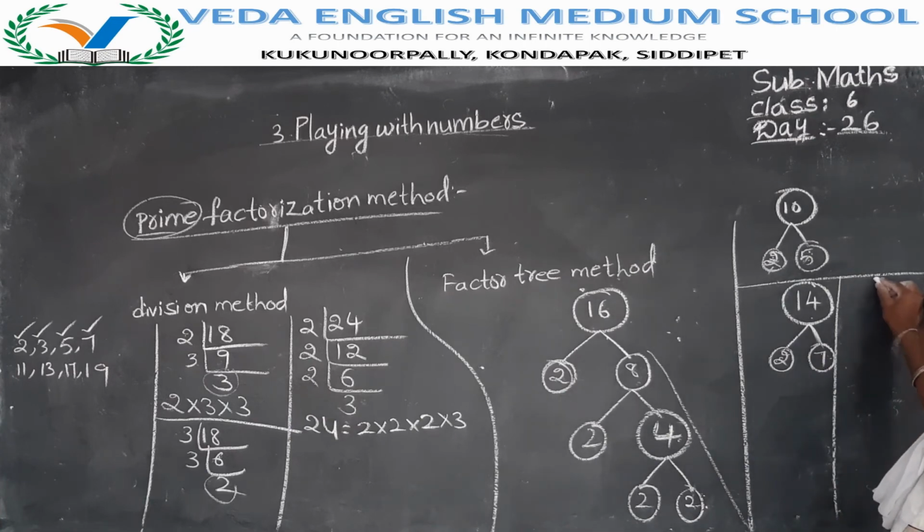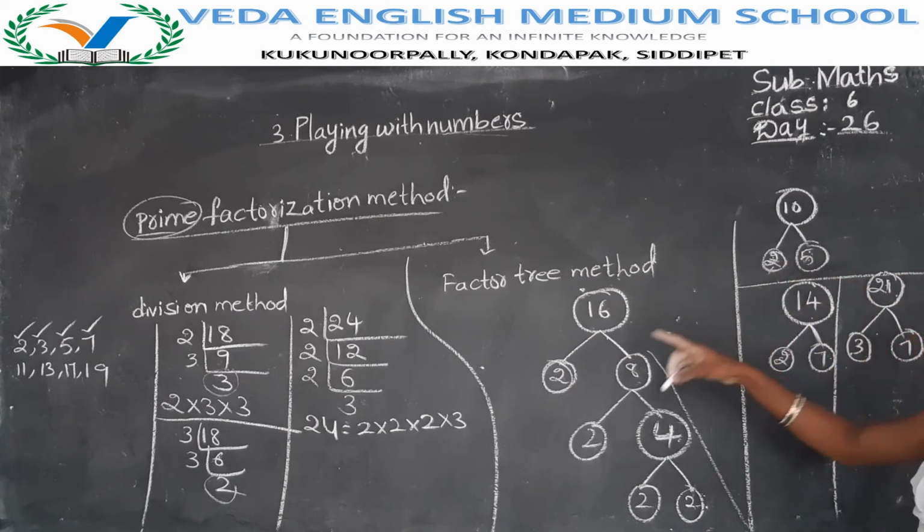I'll take here 21. Is 21 divisible by 2? No. Then what is the next prime number? 3. Then is 21 divisible by 3? Yes, that is divisible. That is 3 7s are 21. So the factors of 21 are 3 comma 7 by using the factor method.